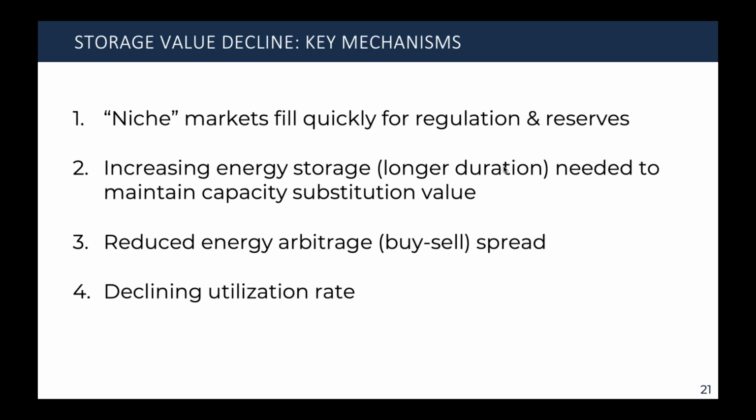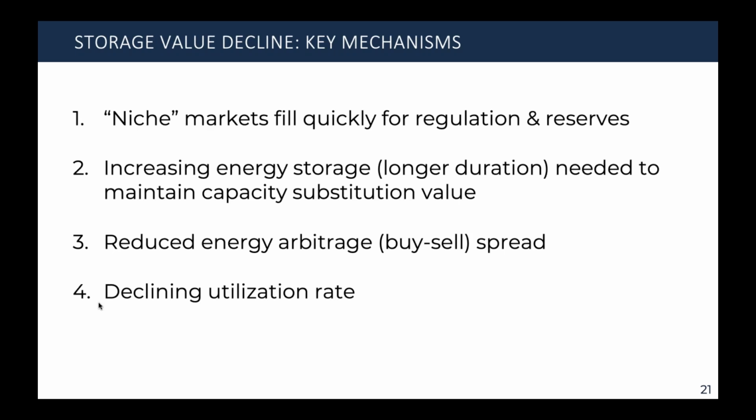The third is a decline in the energy arbitrage or buy-sell spread that storage earns much of its value from. So storage is effectively making money by buying electricity when it's cheap and selling it when it's expensive. And that difference is the value that helps pay for the cost of the storage. And then as in any arbitrage opportunity, the more people who buy low, the higher the low price gets, and the more people that sell high, the lower the high price gets. And so the more storage we have in the system, we get a compression of this buy-sell spread, and that steadily reduces the energy arbitrage value.